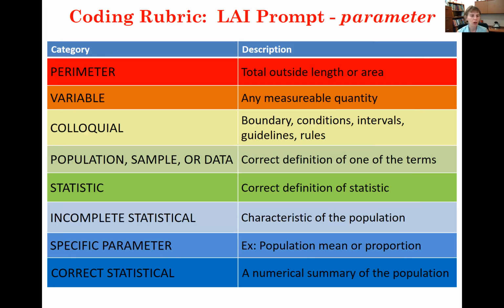Students who talk about the population, the sample, or the data. We get some colloquial definitions, students who define a variable, and we do in fact see students who give us an excellent definition of perimeter: it's the area around a figure. It's not so surprising. Some of those look a lot like the colloquial definitions, boundaries, right? The perimeter is the measure of the boundary, and the colloquial definition for parameter can be a boundary condition.